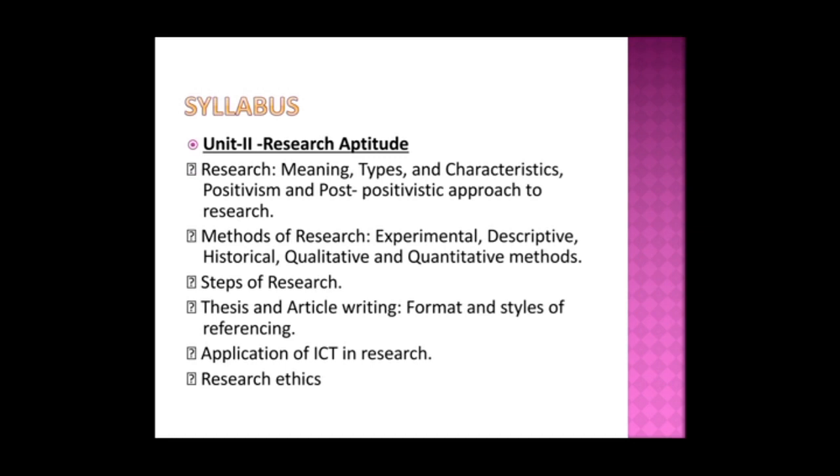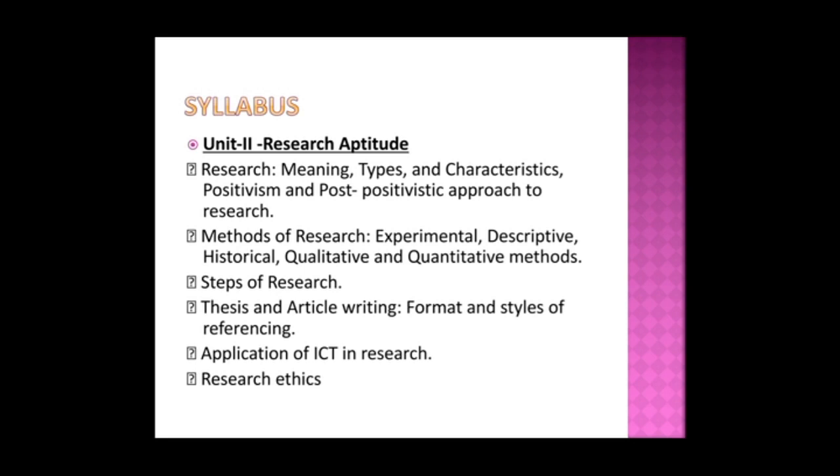And unit 2 covers research aptitude. Mainly paper 1 covers teaching aptitude and research aptitude. We already discussed the teaching aptitude topics. Now we will see the research aptitude topics. Okay, in research, what is research? We need to know the research meaning, types and characteristics, positivism and post-positivist approach to research. There are different types of approaches towards research, so we will see them slowly through our next videos.